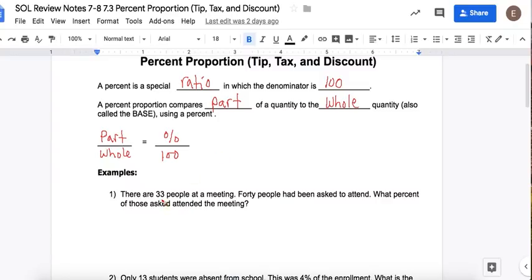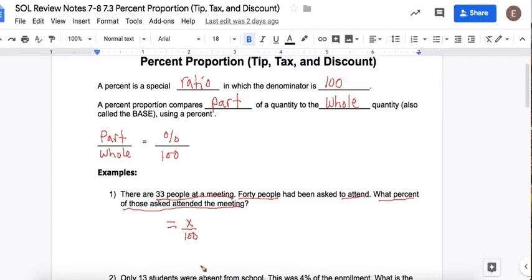There are 33 people at a meeting. 40 people have been asked to attend. What percent of those asked attended the meeting? So we're going to set up part over whole equals percent over 100. The question is asking me for what percent. So I don't know the percent, so I'm going to put X over 100.